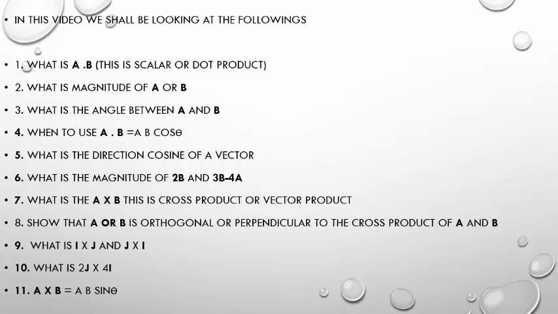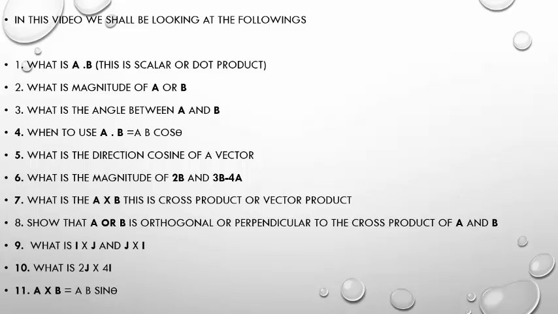Then what is 2j plus 4i? What do you do in that case? You look at j cross i, is it anti-clockwise or clockwise? j cross i is clockwise, so it will be minus k. 2 times 4 is 8. Easily we are done with that.